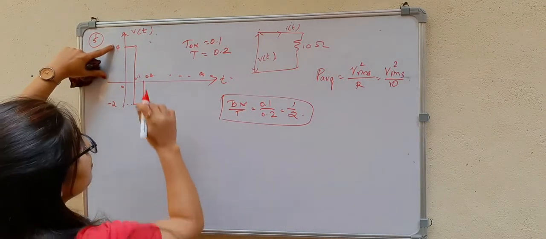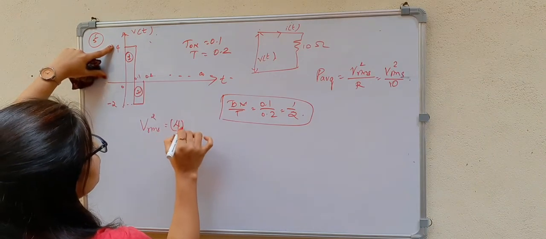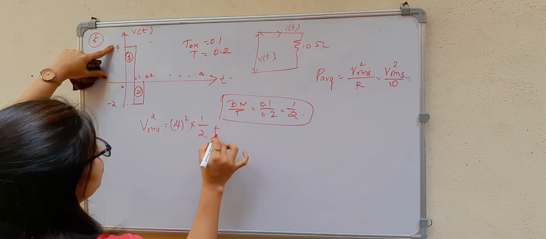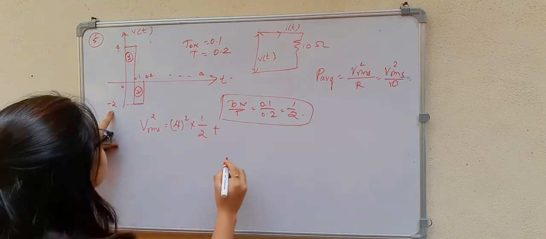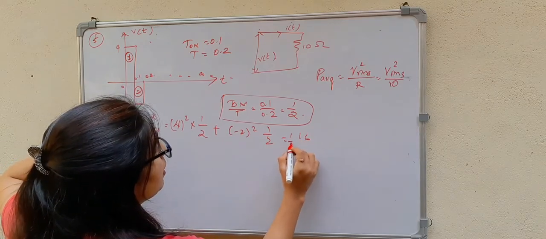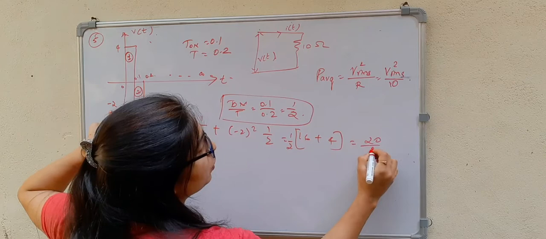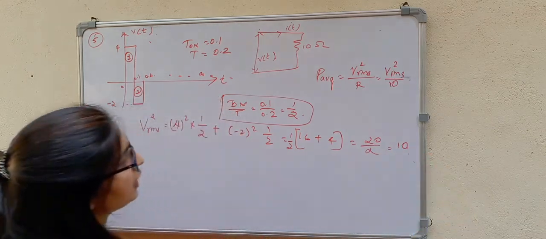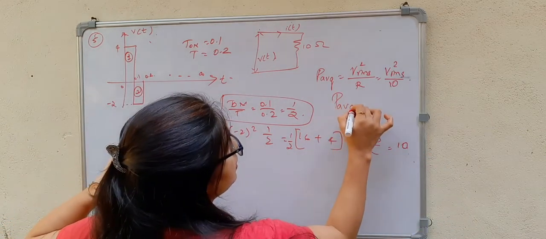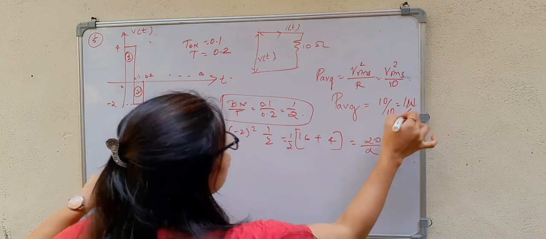So what is the RMS value of this first part? This is the second part. So 4 square into 1 by 2. The RMS value of this is -2 whole square into 1 by 2. So 16, 1 by 2 I will take outside. 16 plus 4 is equal to 20 divided by 2, that is 10. So P average will be equal to 10 divided by 10, that is equal to 1 watt.